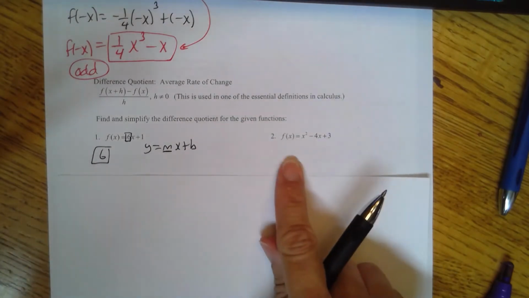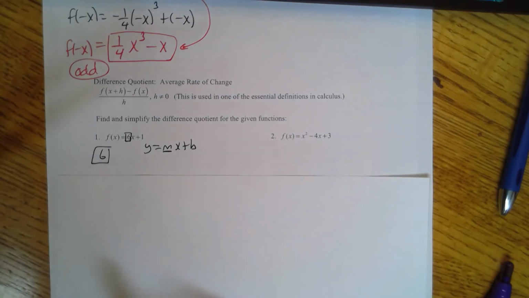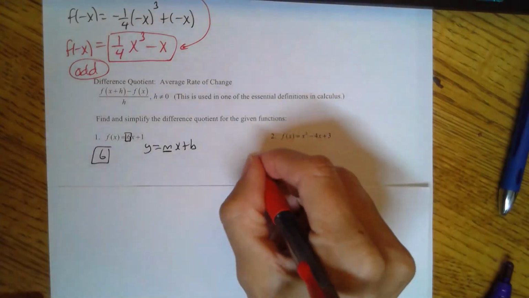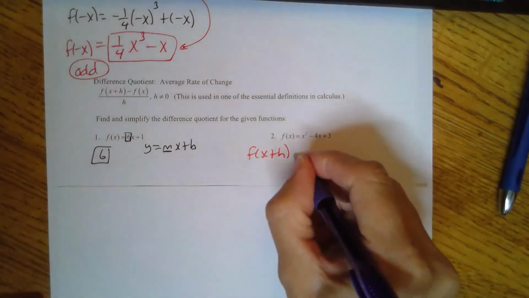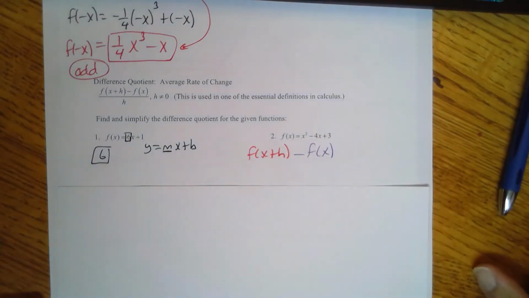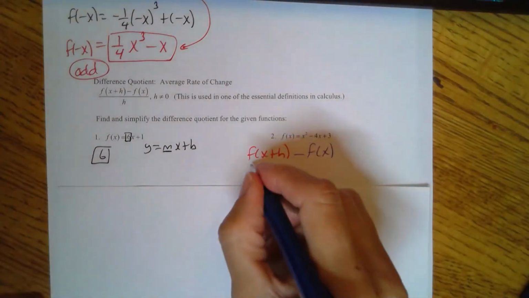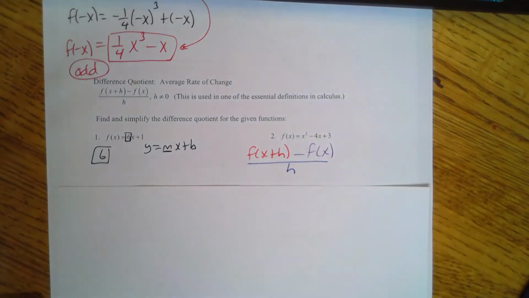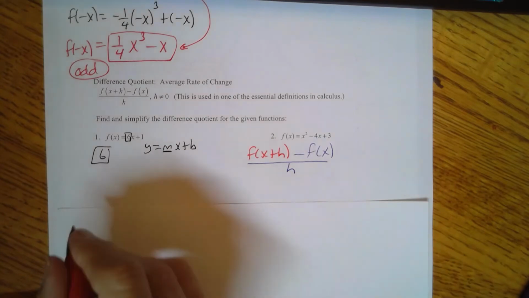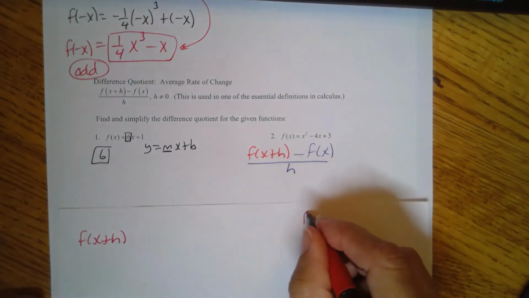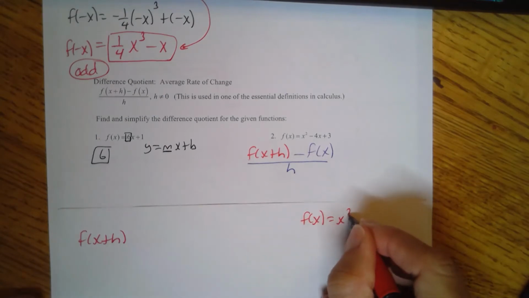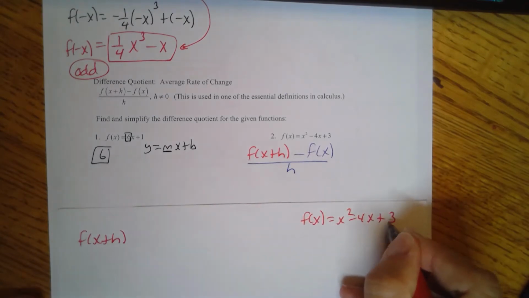But on number 2, we have f of x equaling x squared minus 4x plus 3. So we're going to have to do the difference quotient. So we're going to have f of x plus h, that'll be in red, minus f of x all over h. Now just so you know, I will give you the difference quotient on the test. You do not have to have that memorized. So on a scratch sheet of paper, I want you to find f of x plus h. Given that we know that f of x equals x squared minus 4x plus 3.